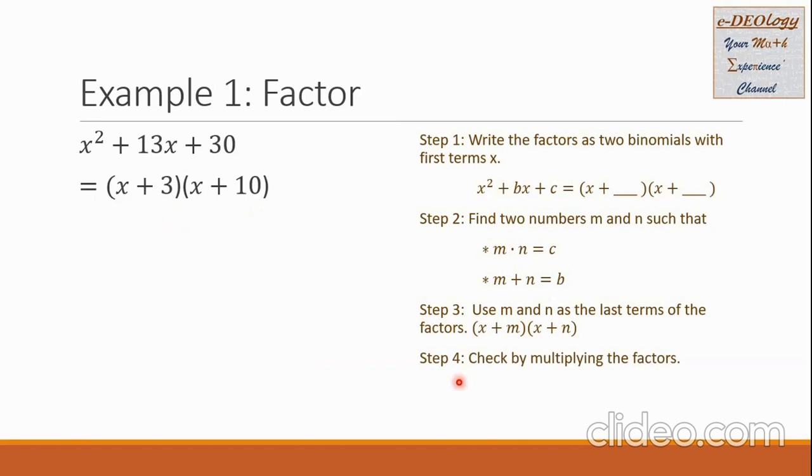Step 4 says, just to check our answer, we're going to multiply these two binomials. So x times x will give me x squared. x times 10 will be 10x. 3 times x is 3x. 3 times 10 is 30. In the middle terms, the 10x and the 3x, we can combine them. And the final answer is x squared plus 13x plus 30.